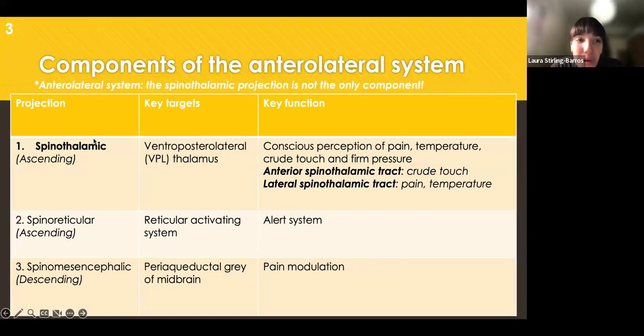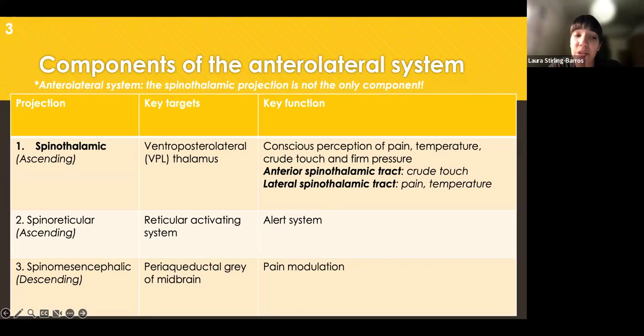But there are other projections as well that travel in the anterolateral system, and this includes the spinoreticular and the spinomesencephalic systems. So spinoreticular ascends through the spinal cord and goes towards the reticular activating system. You might have come across this in your sleep lectures. Basically, the reticular system is to activate the alert system in the body. It kind of makes sense because if you had a signal of pain, then you're wanting to be more alert, and that's called spinoreticular.